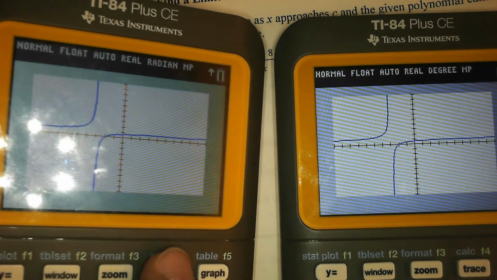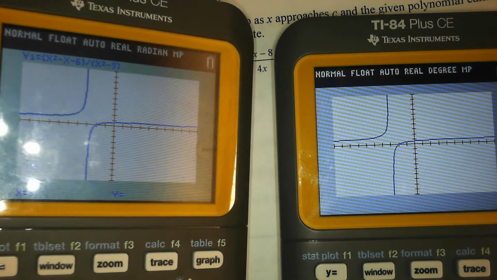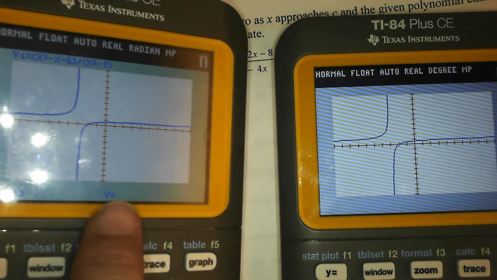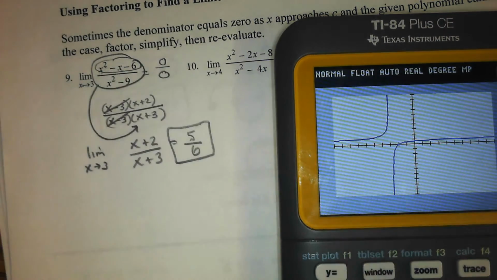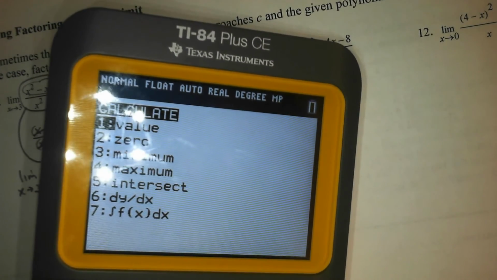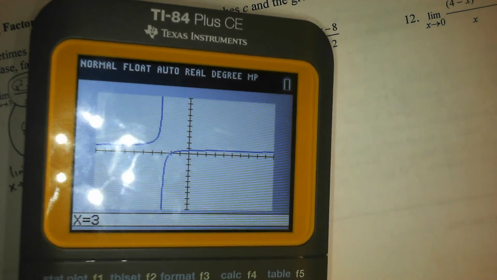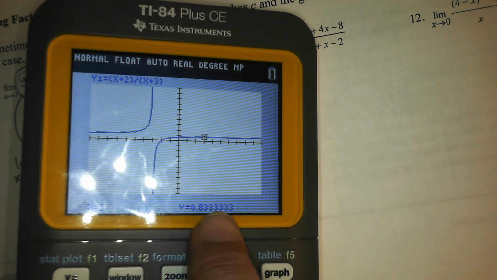Yes? So this left one is the original one. If I were to do second trace and look for the value at 3, it's going to come up blank because it isn't defined in the original version. Yes? You don't see the hole necessarily. If I do second trace on the simplified version and I look for the value at 3, it's going to give me 5/6. Does that make sense?